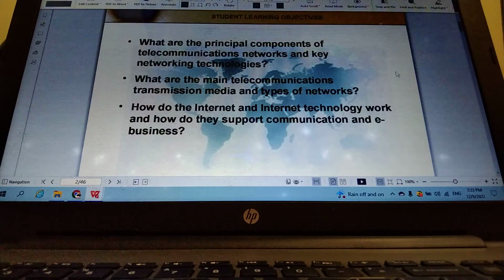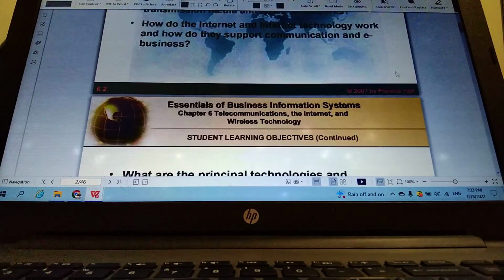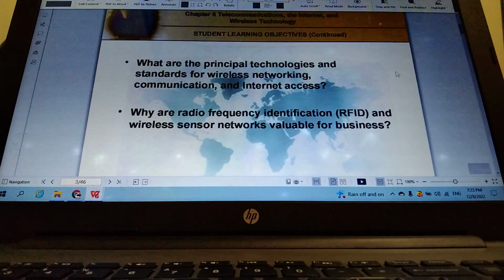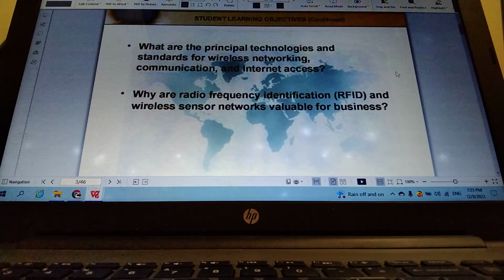In order to understand what is internet, how internet technology work, and how the communication and e-business being supported by internet. Continue on the student learning objective. We're going to discuss what are the principal technologies and standard for wireless networking, communication, and internet access. There are three main areas here that we will discuss.